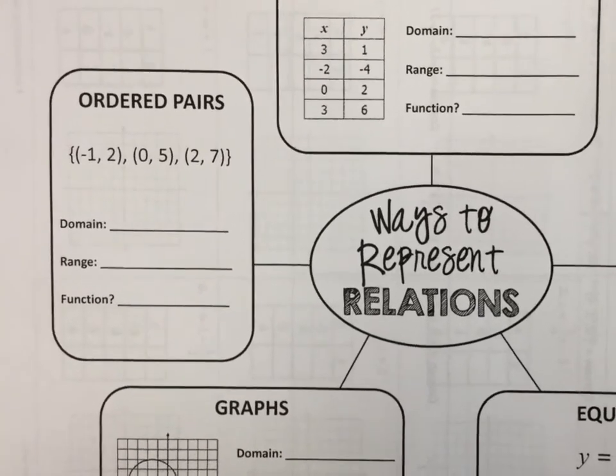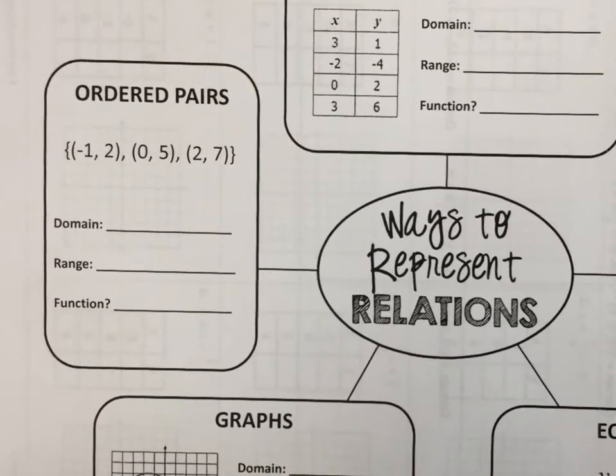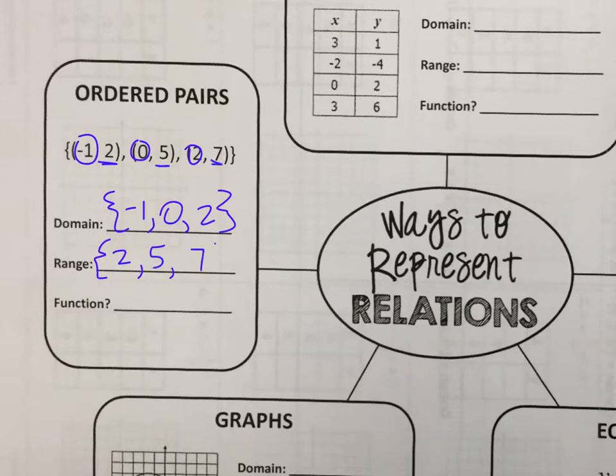So let's start with the ordered pairs. The domain are our x's. So the x's are -1, 0, and 2. The range are our y's, 2, 5, and 7. Is this a function? All I do is look and see, oh gosh, if any of these have repeated: -1, 0, and 2. No repeats. That means yes, this is a function.